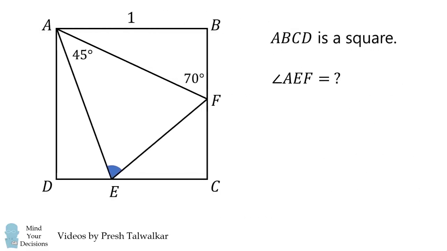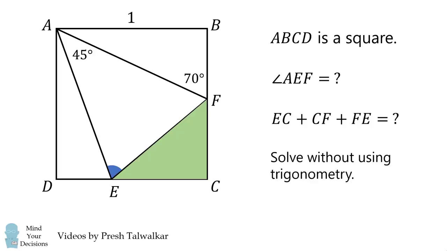The second part of the question is to solve for the perimeter of triangle ECF. That is, solve for EC plus CF plus FE. A version of this problem was given to 9th grade students in India who had only learned geometry. Therefore, the challenge is to solve without using trigonometry.